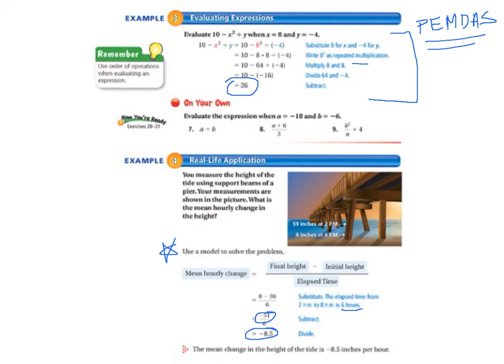So it says at the bottom of your page, the mean change in the height of the tide is negative 8.5 inches per hour.